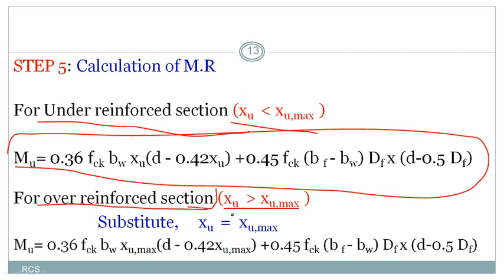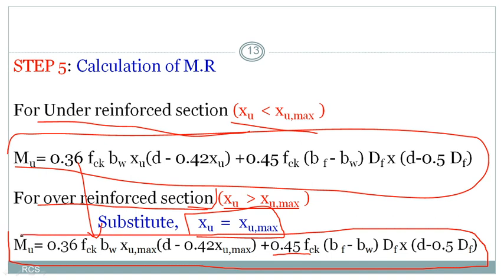That is, if you get XU greater than XU max, in place of XU we have to substitute the XU max value. Then this formula will be modified like this: 0.36 FCK BW XU max (D minus 0.42 XU max) plus 0.45 FCK (BF minus BW) DF (D minus 0.5 DF). By using this formula, we can calculate the maximum moment of resistance for a T beam.